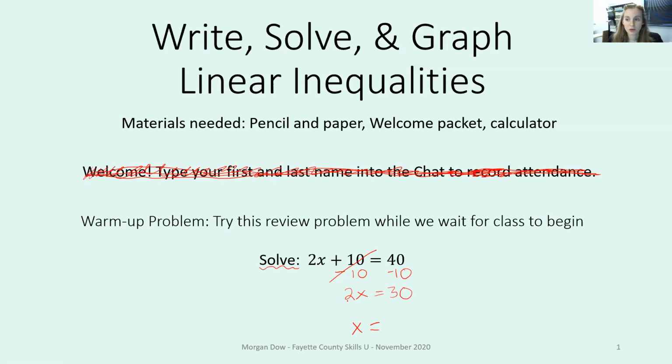All right, so now I just have 2 times x that I need to cancel out. To cancel out that 2 times, I'm going to do the opposite. I'm going to divide by 2 on both sides. And so I'm left with x equals 15.